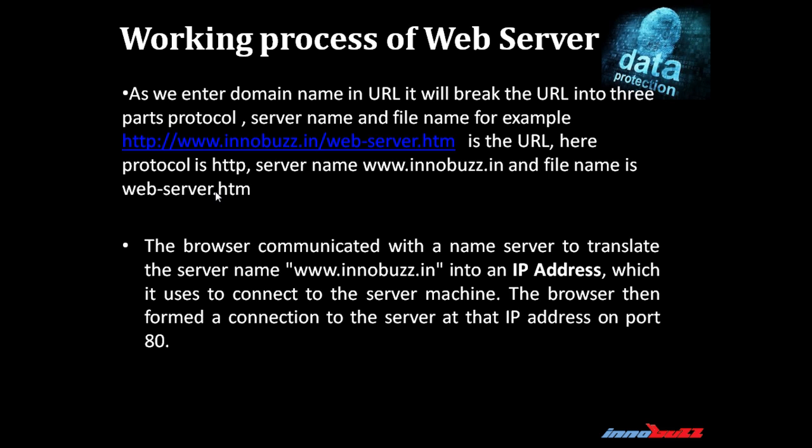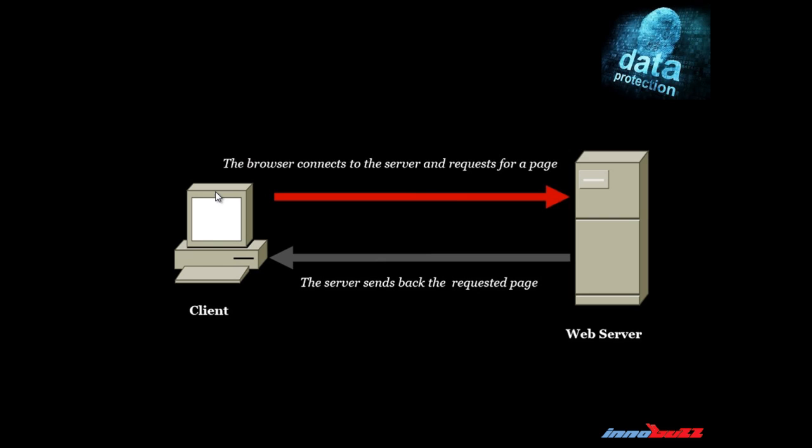The browser communicates with the name server to translate the server name www.innovus.in into an IP address, which it uses to connect to the server machine. The browser then forms a connection to the server at that IP address on port 80. You can see in the diagram that the browser connects to the server and requests the page, and the server sends back the requested page to the client. In this way, client and server communicate with each other.